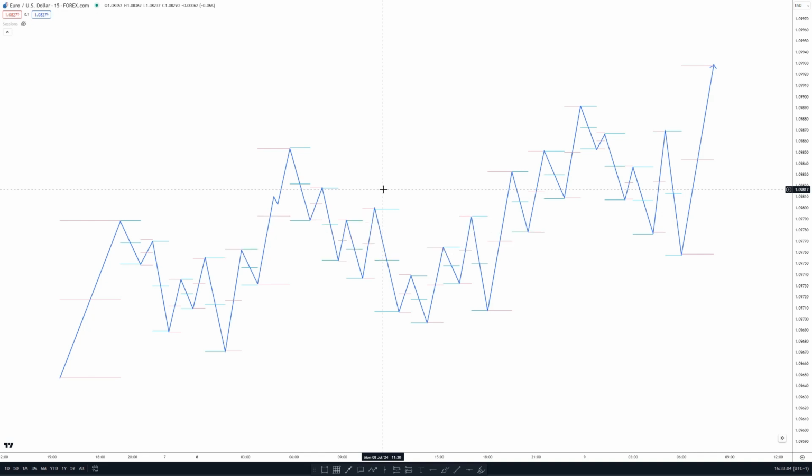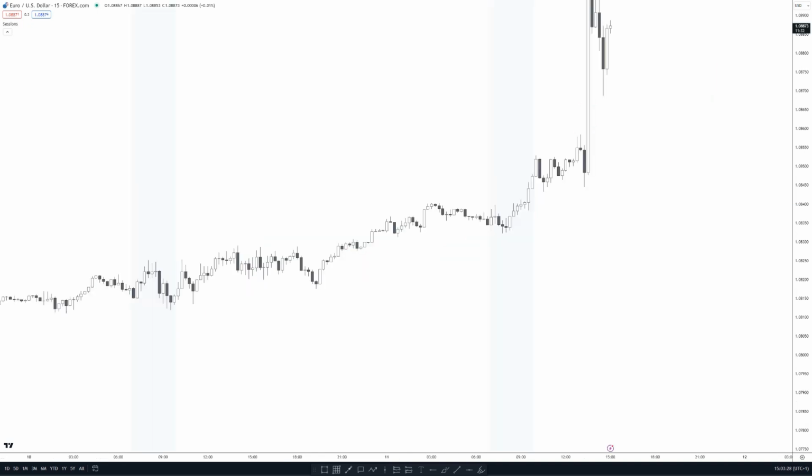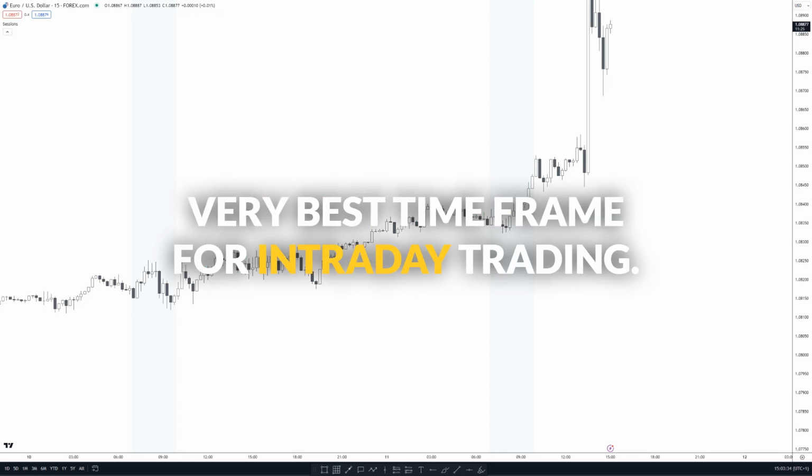Okay, so let's look now at real life price and see how we can show this. So here we are on the 15-minute for Euro US dollar. The 15-minute for me is the very best time frame for intraday trading.